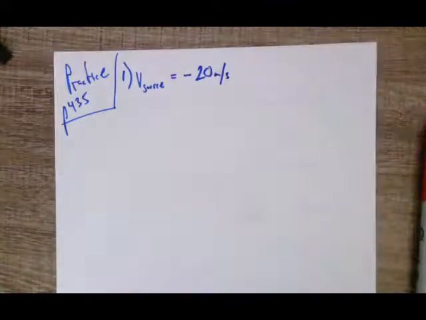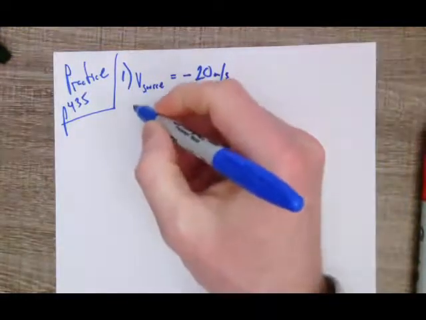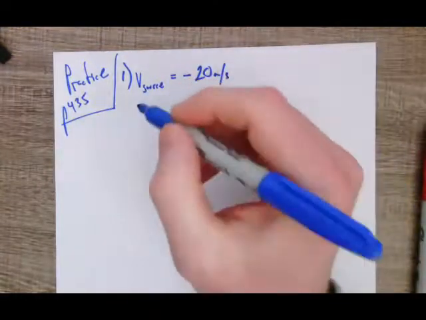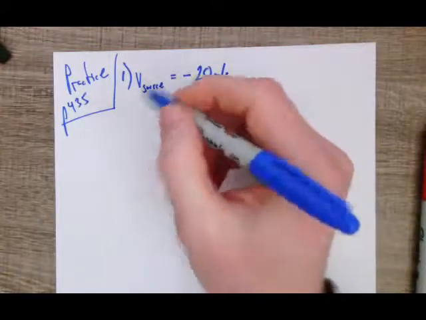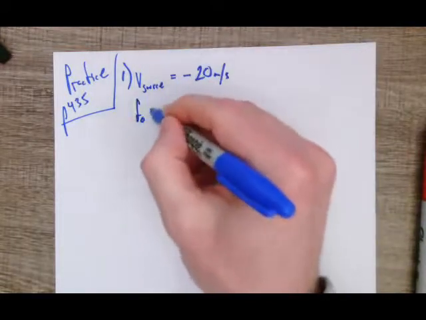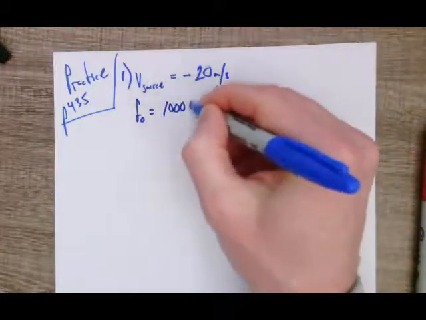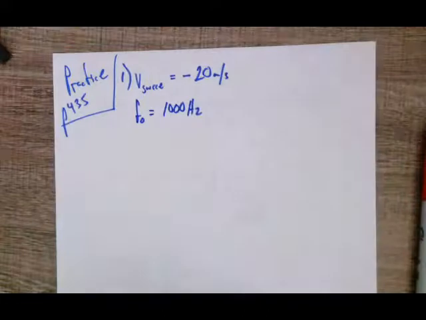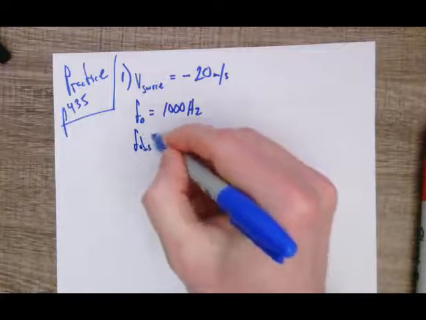And then the question says its siren is emitting a frequency of 1 kilohertz or 1,000 hertz. So this is not what the observer is picking up. This is what the siren is doing. Okay, so this is the F naught, and it is 1,000 hertz. What else? It says what frequency does a stationary observer detect? So F obs. That's what we want to solve for.